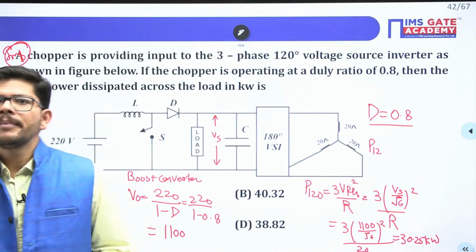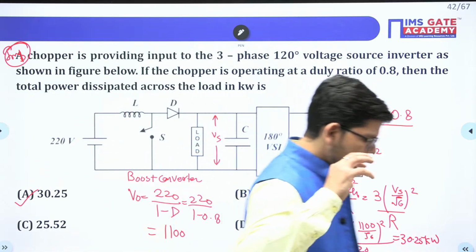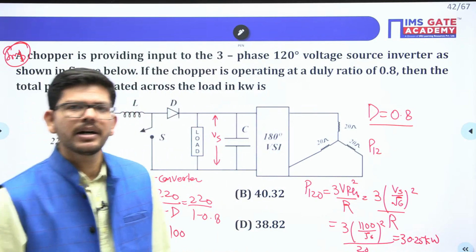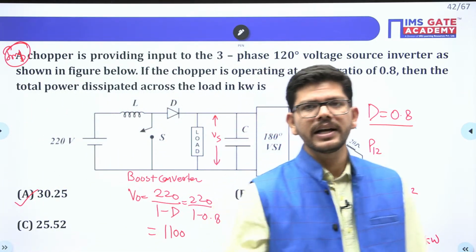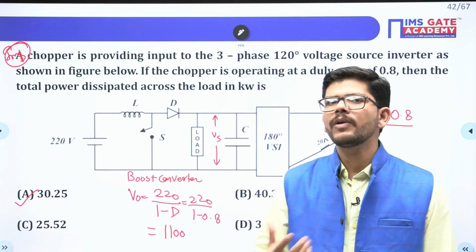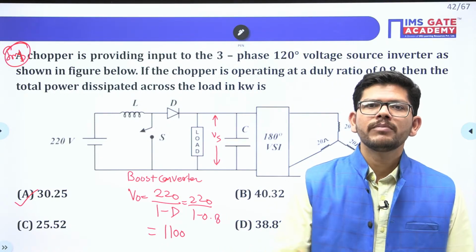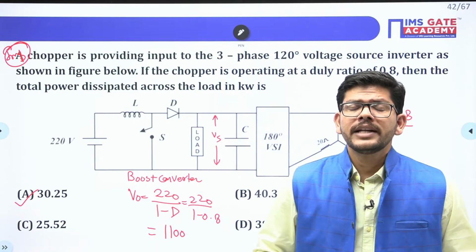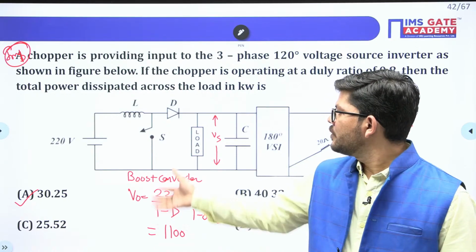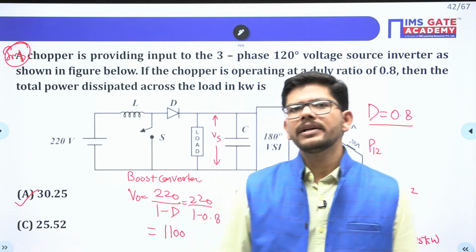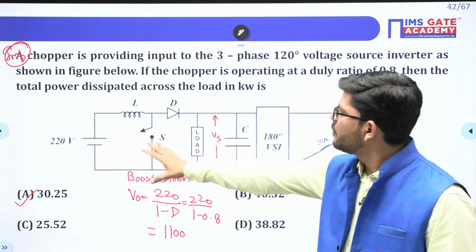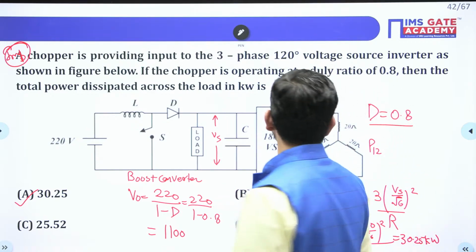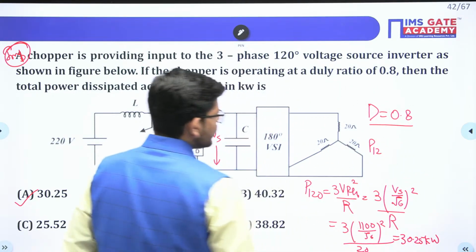Now this problem may be asked in some other mode as well. Instead of boost converter, this might be a buck converter, or a buck-boost converter. So you should know the expression of output voltage of buck or buck-boost converter, which we discussed in the last session that I took yesterday. If you know the output voltage expression of different converters, then the output of the particular converter is the input for the VSI, and after that you can solve this problem very easily.